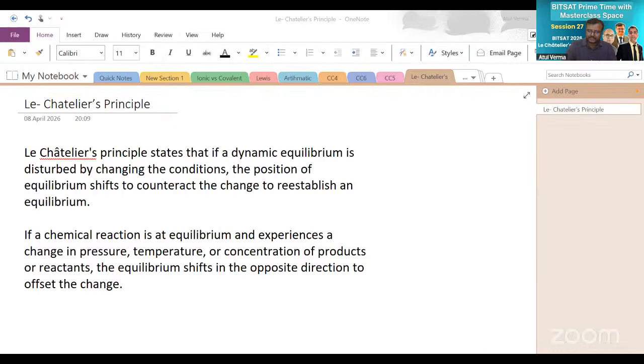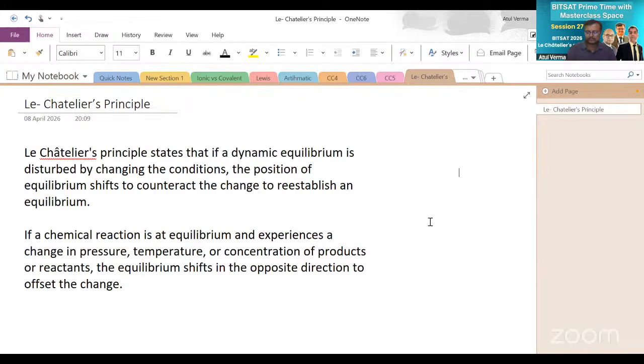So Le Chatelier's principle. First, let's try to go through the definition of it. There have been some questions our students shared where the actual definition has been asked, like, what is the closest approximation of the definition? If you recall, in the previous chemistry session, we did it with respect to quantum numbers and Pauli's exclusion principle. Such questions many times come when you are asked about a definition.